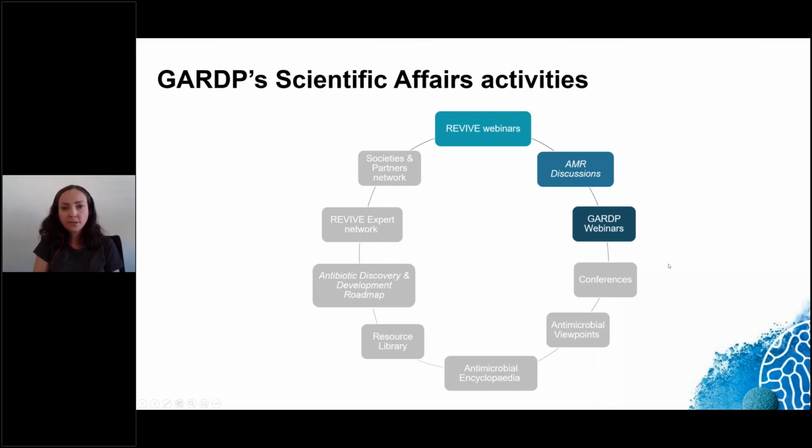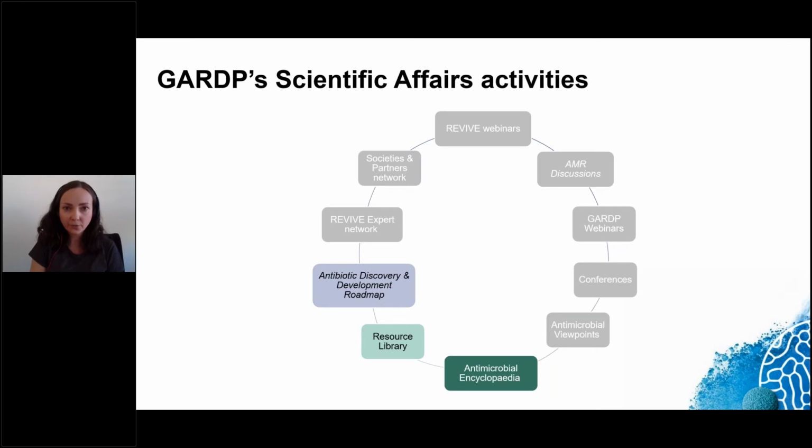Here is a very quick overview of our different activities. We have 3 different webinar series, which I will explain in more detail later. We develop sessions and boot camps at conferences, as well as a standalone conference with the British Society for Antimicrobial Chemotherapy, as David already mentioned. We also host antimicrobial viewpoint articles on our website, which are written by either GARDP internal or external experts on various aspects of AMR.